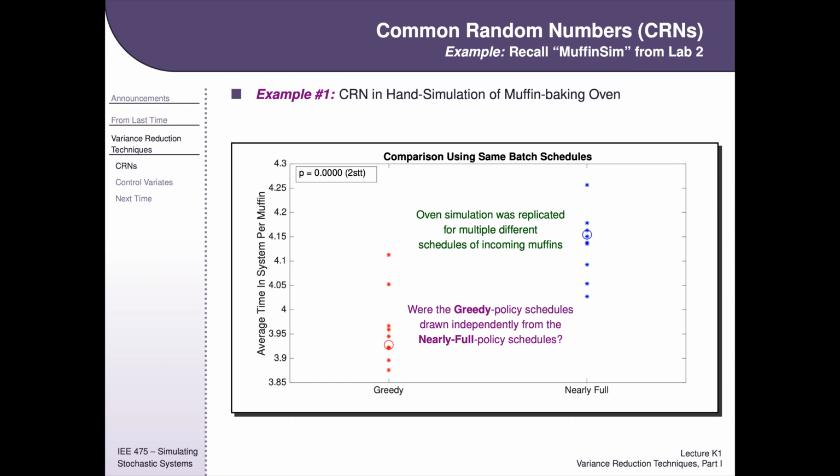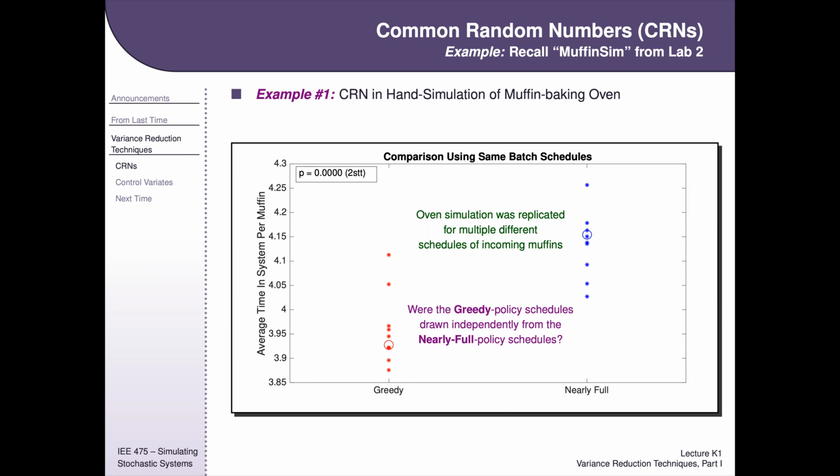What I did is I had all of you use different inputs that were indexed by the last digit in your ASU ID. That allowed us to run 10 different muffin schedules. If your ASU ID ended in 0, you gave a certain set of muffins to the greedy and that same set of muffins to the nearly full. If your ASU ID ended in 1, you gave a different set of muffins to greedy, but then that same set of muffins to nearly full. So there are 10 different groups of muffins that came out of that.